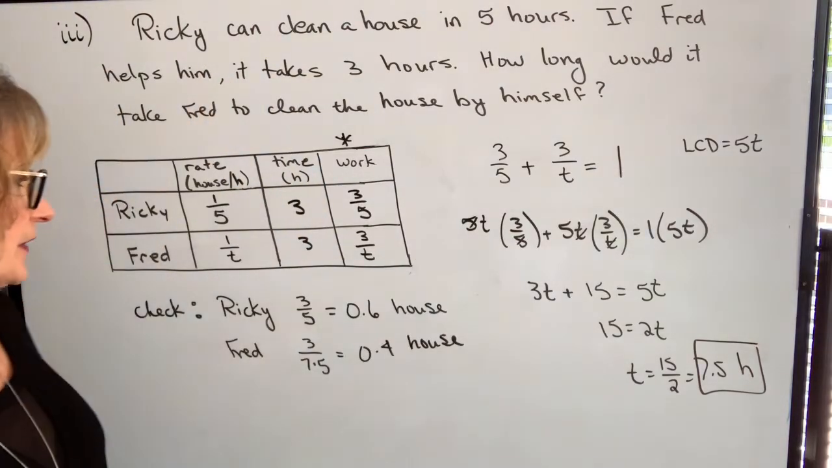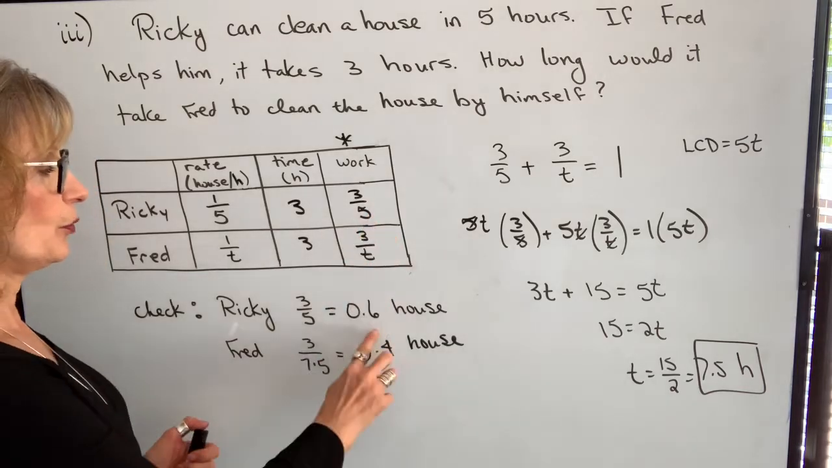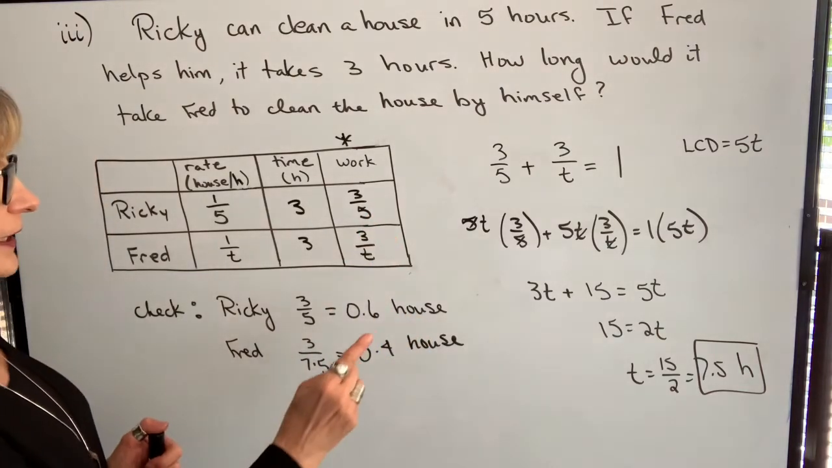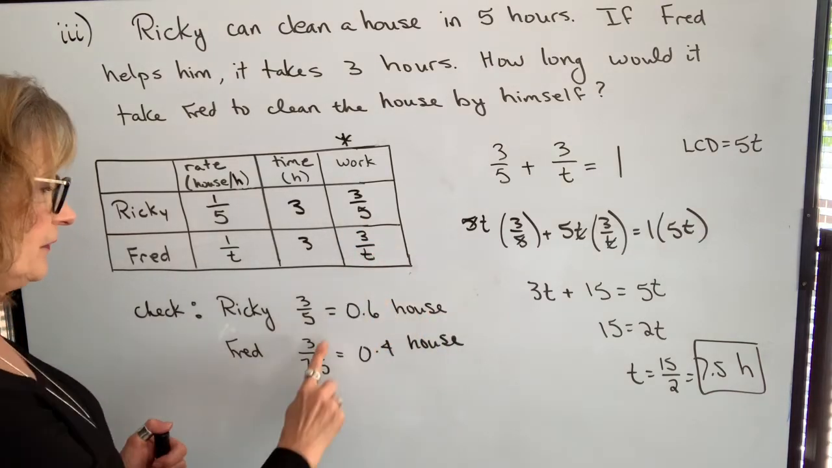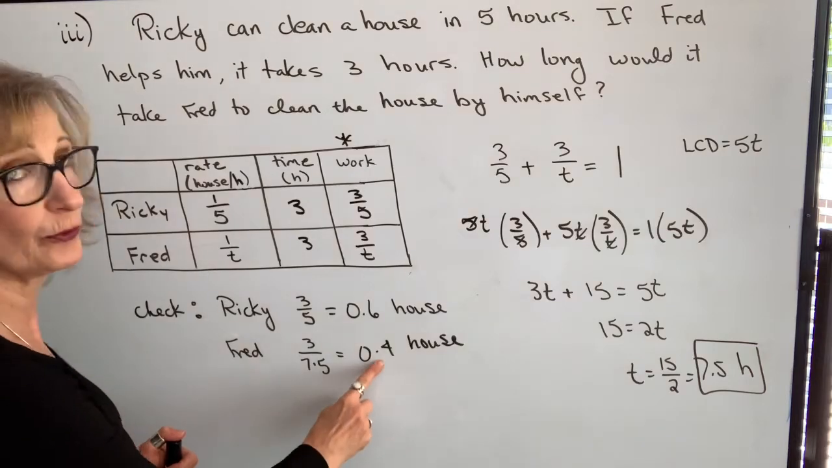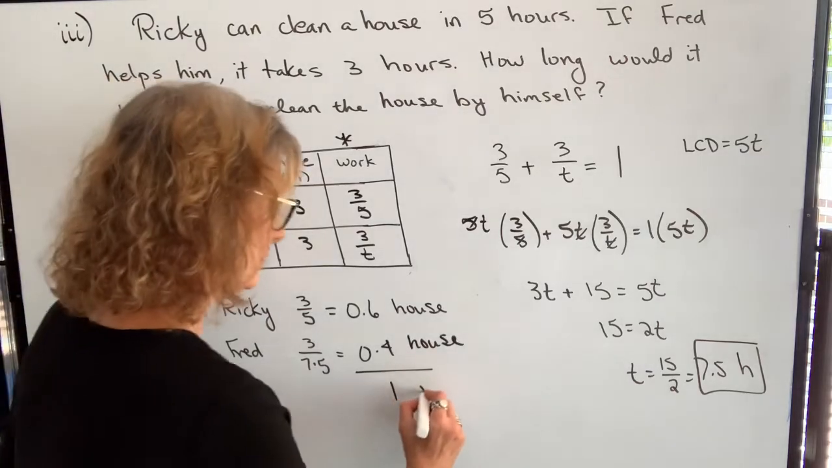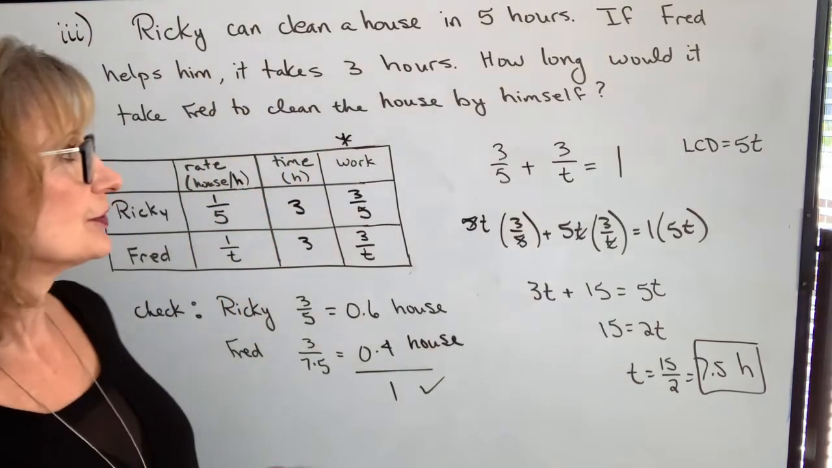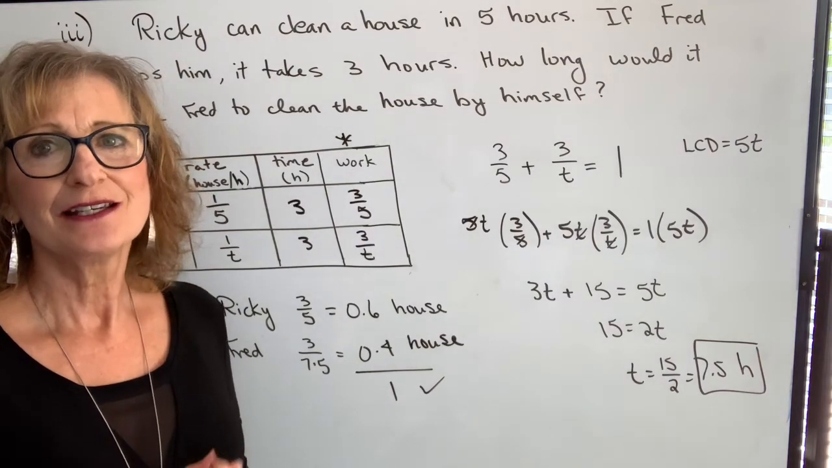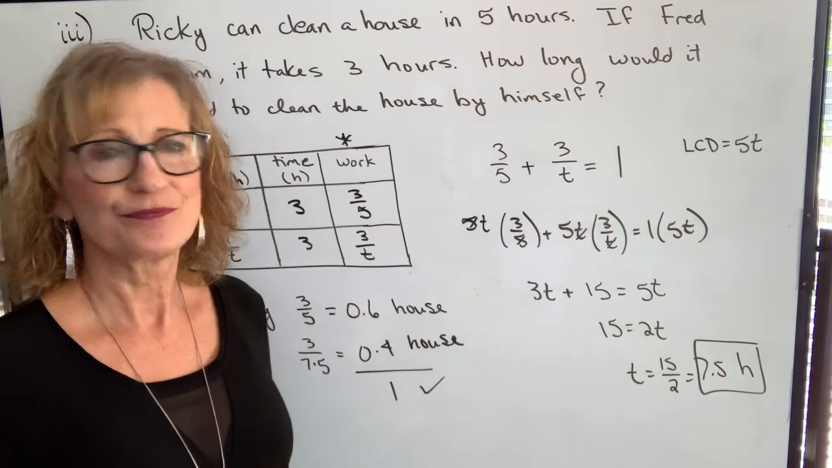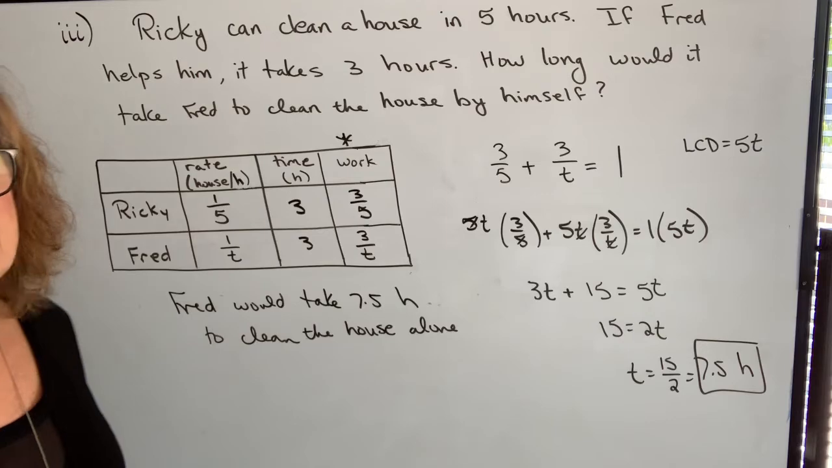When we do a check, we already know that Ricky has completed 3/5 of the house, or 0.6. Fred will have completed 3 over his time alone, which is 7.5. 3 over 7.5 is 0.4. We can see that these add up to one house being cleaned. So we know that our answer is correct. Have we answered the question? Yes. Because I let my variable equal the time rather than the rate, now when I'm done, I've got my answer. So we write our statement. Fred would take 7.5 hours to clean the house alone.